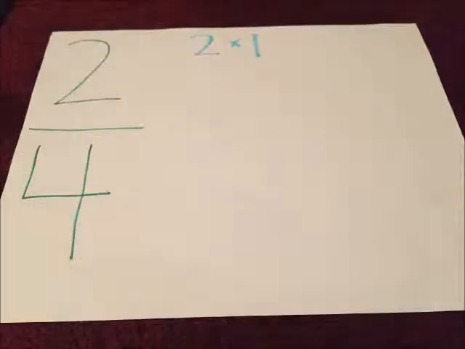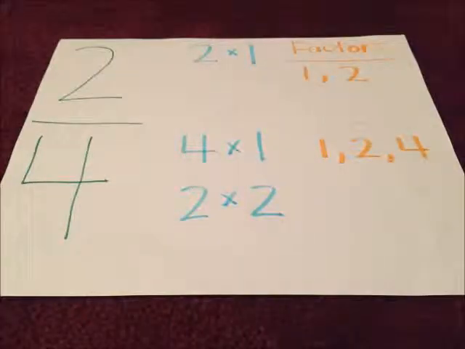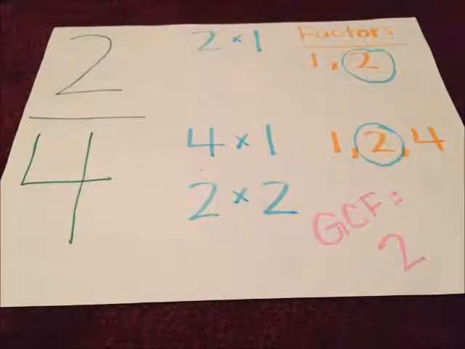So, in 2/4, let's think of all the factors of 2. 2 times 1 equals 2, so 2 and 1 are factors. Those are the only two for 2. For 4, there is 1 times 4 equals 4, and 2 times 2 equals 4. Now, to find the GCF, you find the largest factor that is listed for both the numerator and the denominator. In this case, the GCF is 2.